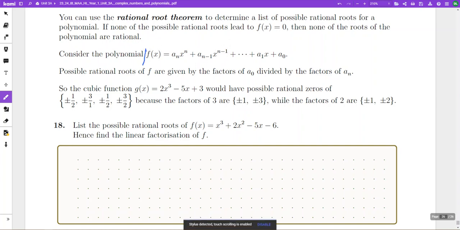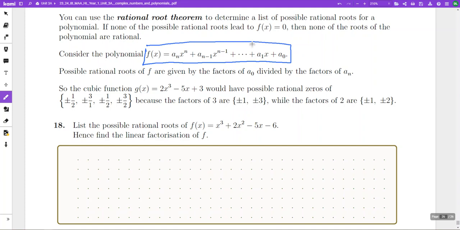So let's say that we have a polynomial given by the following: f of x is a sub n x to the nth power, plus a sub n minus 1 x to the n minus 1 power, all the way down to a sub 1 times x plus the constant a sub 0. The possible rational roots are given by the factors of the constant divided by the factors of the leading coefficient. The reason for this is the following.